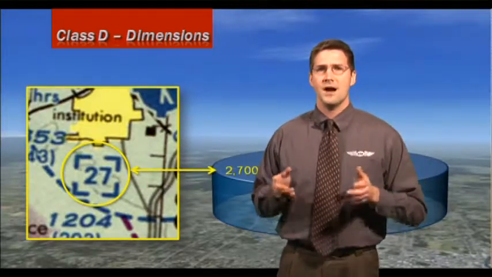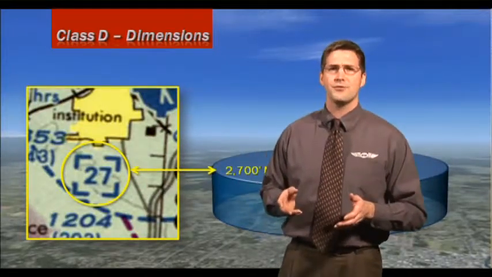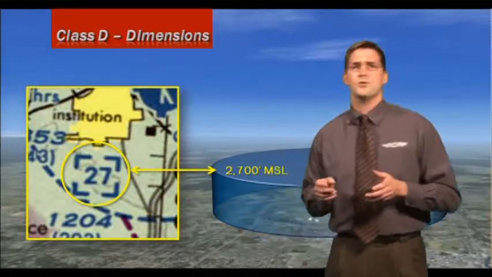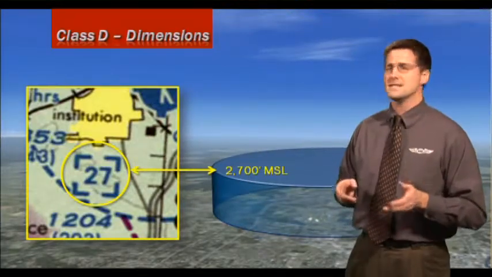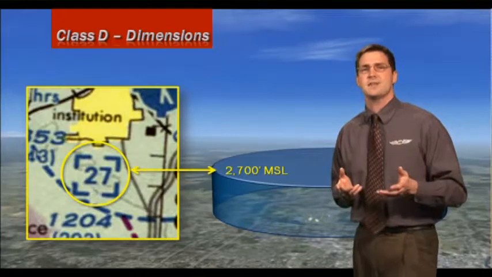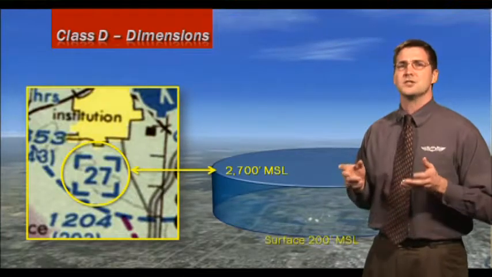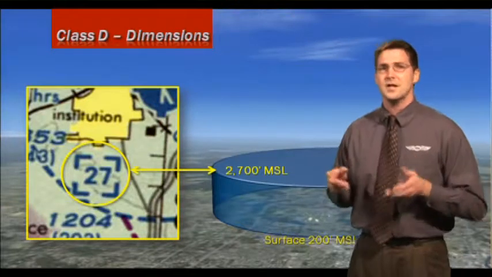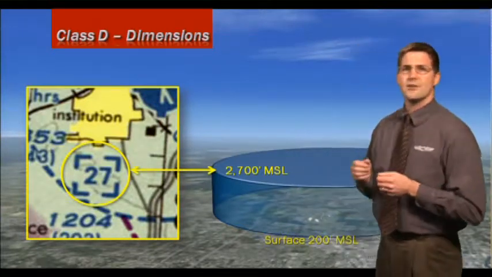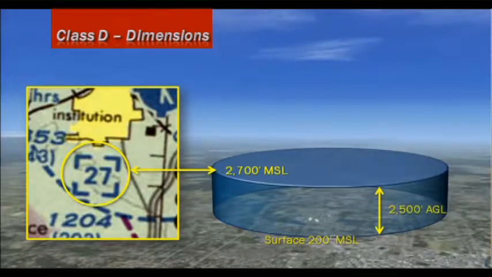Ceilings and floors of airspace are listed in hundreds of feet with the last two digits removed, so this 27 means the ceiling is actually 2,700 feet MSL. The field elevation at McNary is 200 feet above sea level, so adding that to the 2,500 feet AGL for standard Class D airspace gives the top at 2,700 feet MSL.